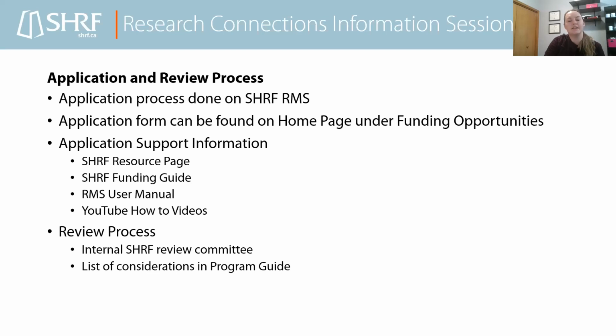And for the review process, Research Connections don't undergo a full peer review. So we have an internal SHRF review committee, and the list of criteria for consideration are in the program guide. But it basically covers those criteria I mentioned earlier: the proposal should clearly match the program purpose and objectives. We want to see the knowledge users are identified and potential benefits are described. All of that kind of stuff.